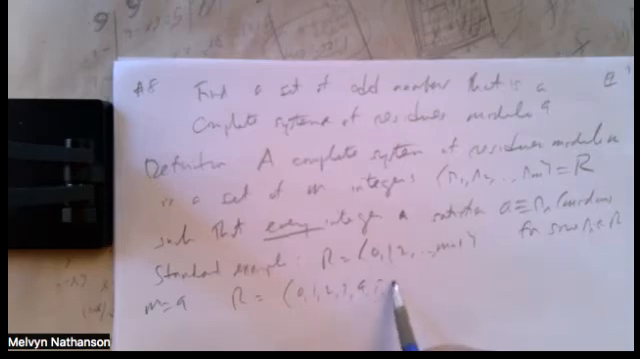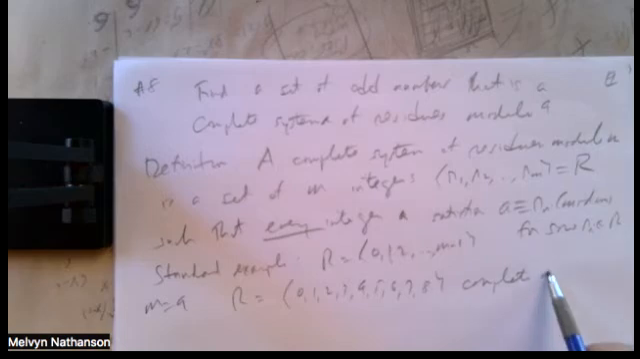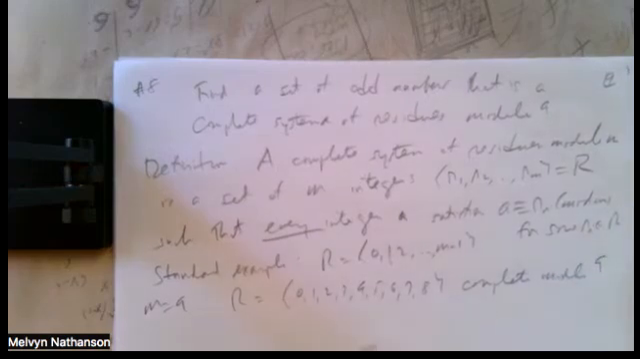So the standard example is you take R to be the integers from 0 to m minus 1. So if m equals 9, one complete system of residues would be 0, 1, 2, 3, 4, 5, 6, 7, 8. So this is a complete system of residues modulo 9. Because if you take any integer and divide it by 9, the remainder is one of these, and every number is congruent to its remainder.